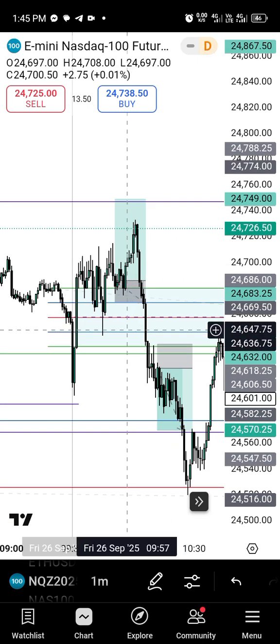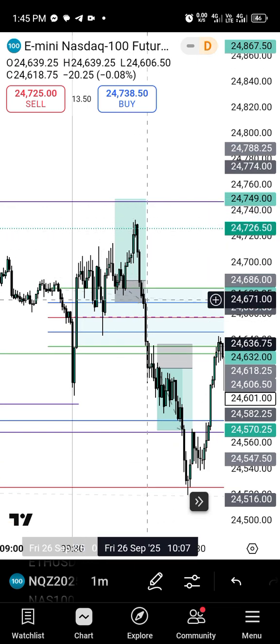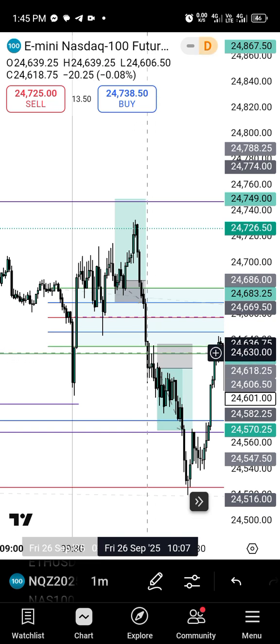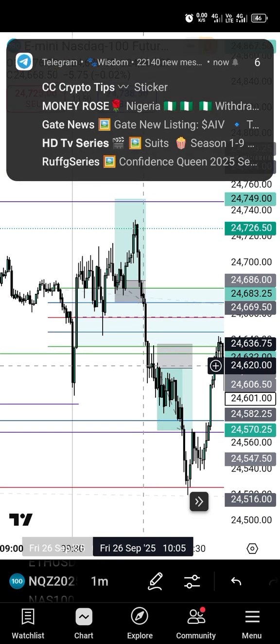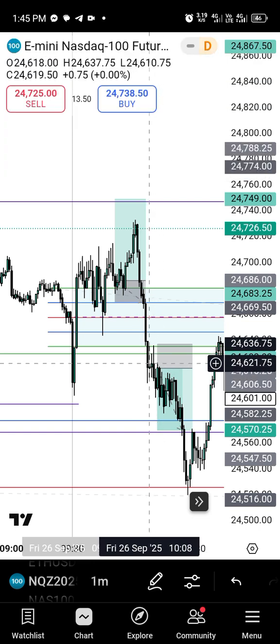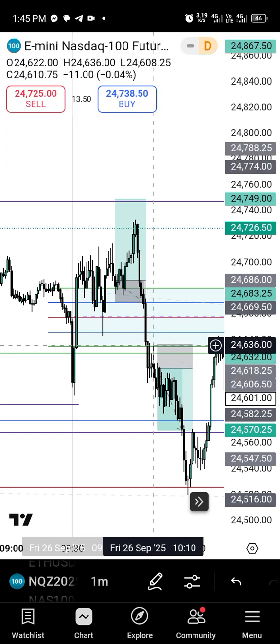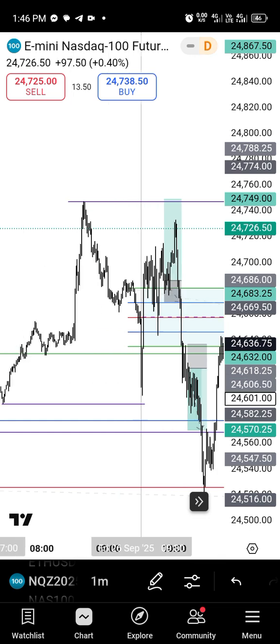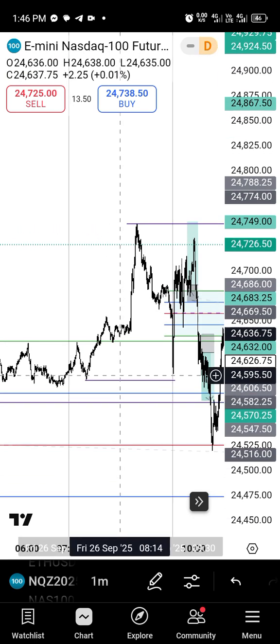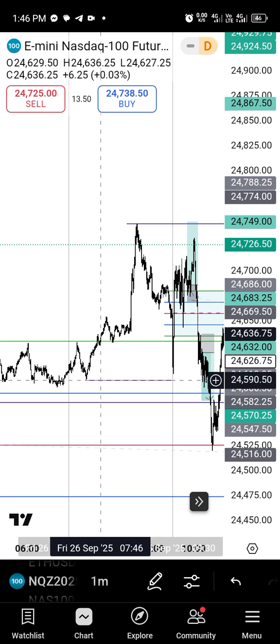So when it came down to this level aggressively, I knew I had to enter the run down. When I saw price reacting off of this low of our first presented fair value gap, I entered right here. My target was this low, but it was not enough.